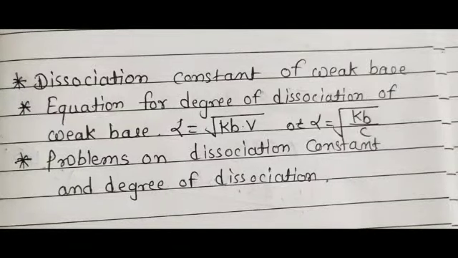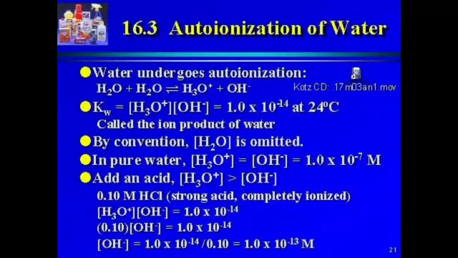Hello student, in the last lecture we saw the dissociation constant of a weak base, the equation for the degree of dissociation of a weak base, that is alpha is equal to square root of Kb into V, or alpha is equal to square root of Kb divided by C, and problems on dissociation constant and degree of dissociation.